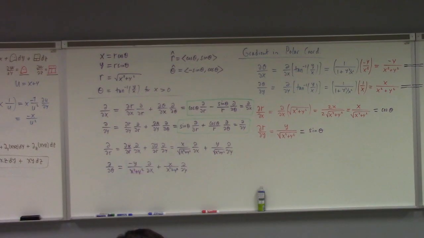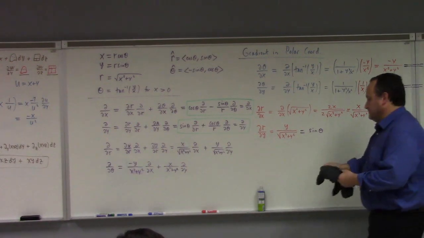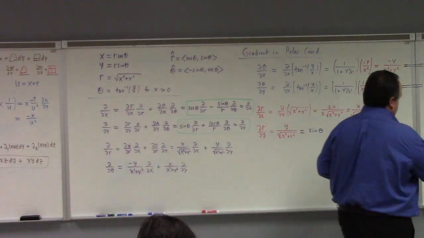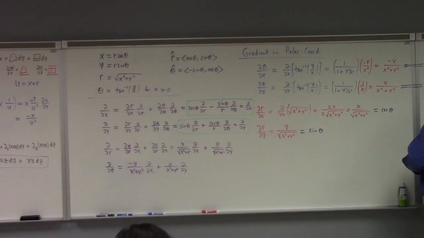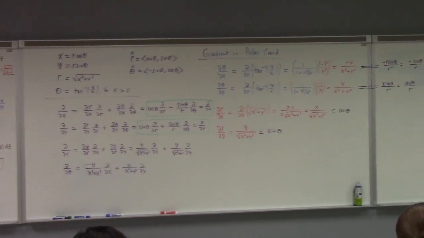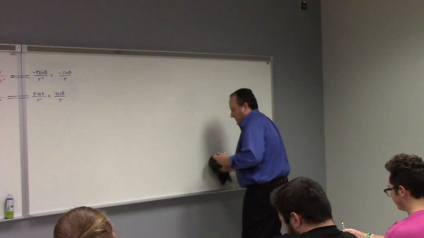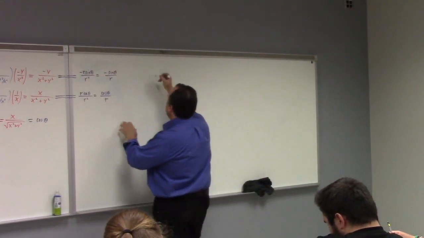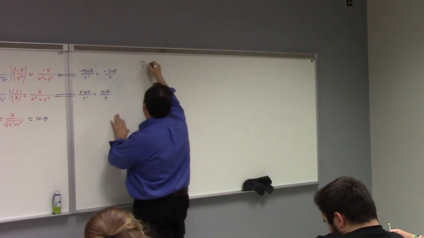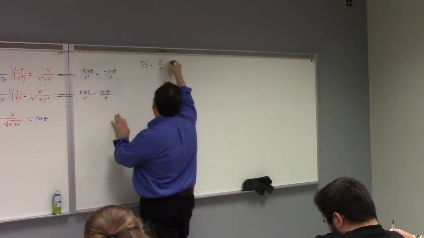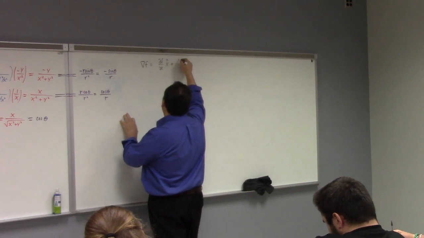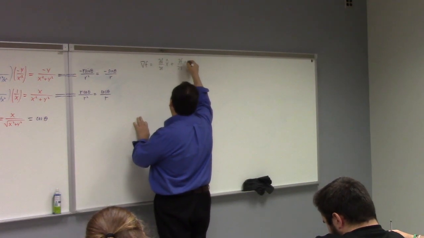So you guys tell me, what is the gradient in terms of Cartesian coordinates? Right, we usually write it in the angle bracket notation, but really we want to use the vector hat notation here for best results. So gradient of f we can rewrite as partial f partial x times x hat plus partial f partial y times y hat.